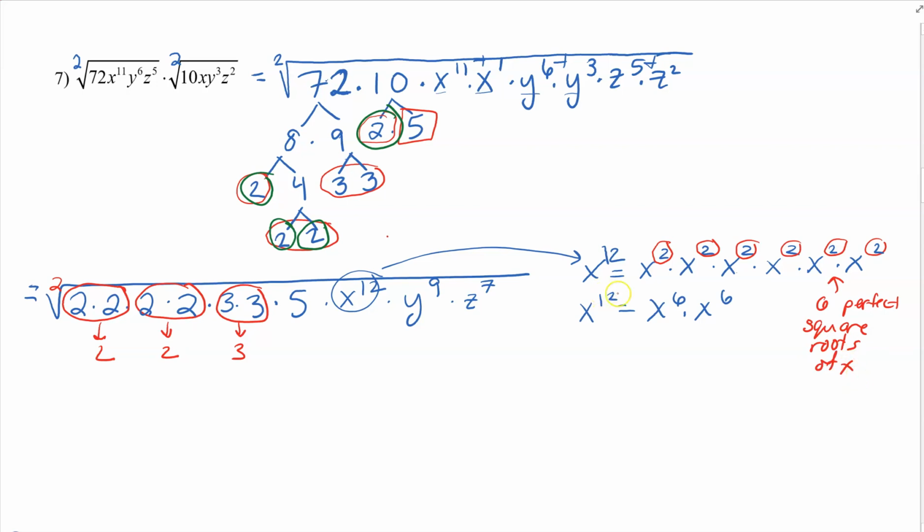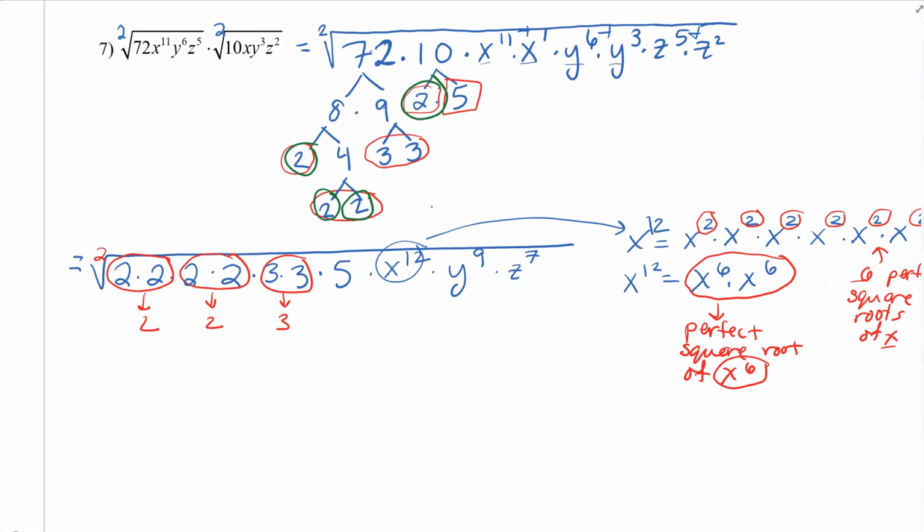But because 12 does divide evenly by 2, you could also just put it into one pair, right? So that's a perfect square root right there. This is a perfect square root of x to the 6th, because it's 2 identical groupings of x to the 6th. Either way, you end up pulling out x to the 6th. Either you pull out 6 single x's in front of the radical, or you pull out 1 x to the 6th. Either way.